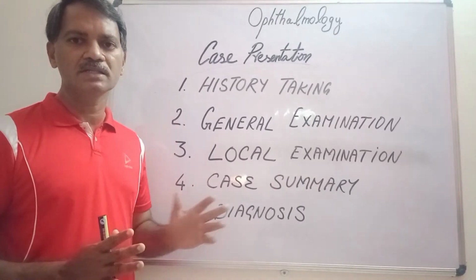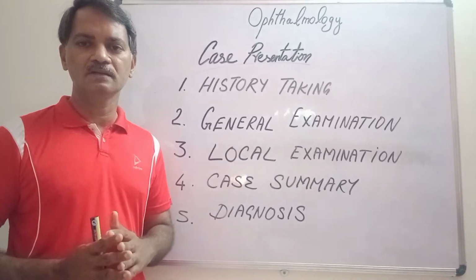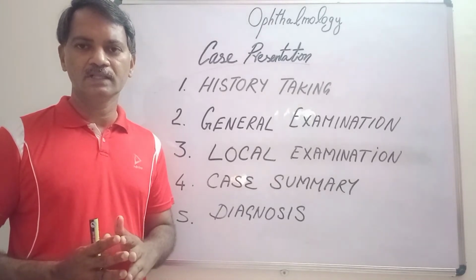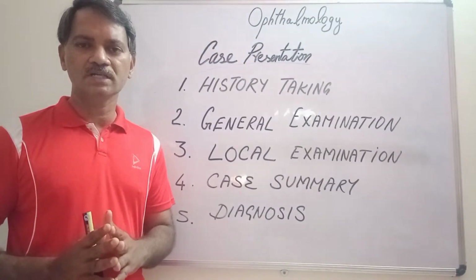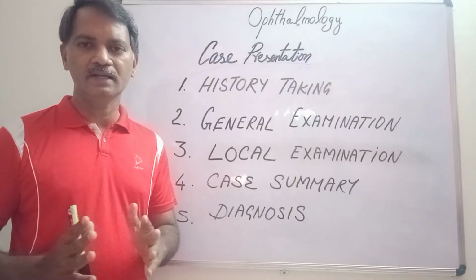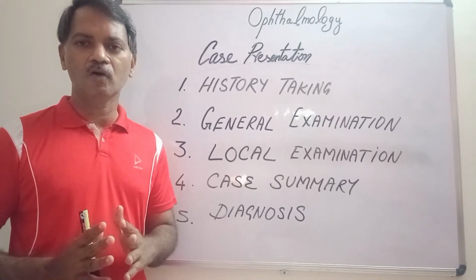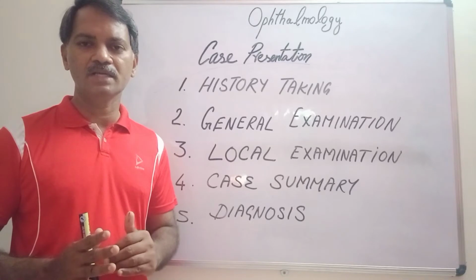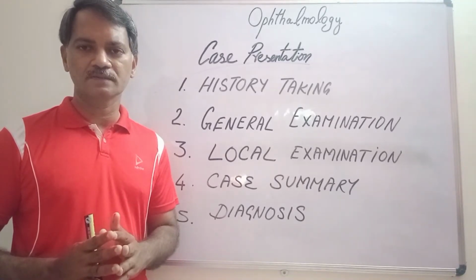The first part is the history taking. The second one is the general examination that includes examination of systems. The third part is local examination. As far as ophthalmology is concerned, it is examination of the eye and its adnexa. The fourth part is summarizing all the findings we obtained in history taking, general examination and local examination, and the final part is the diagnosis.